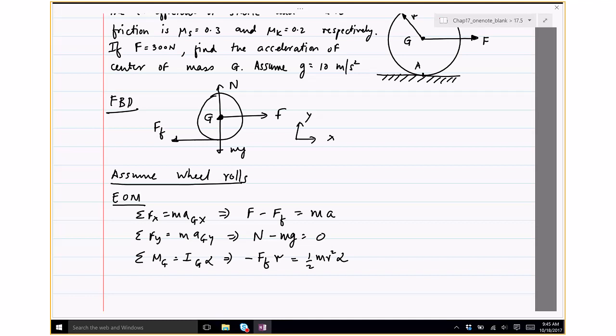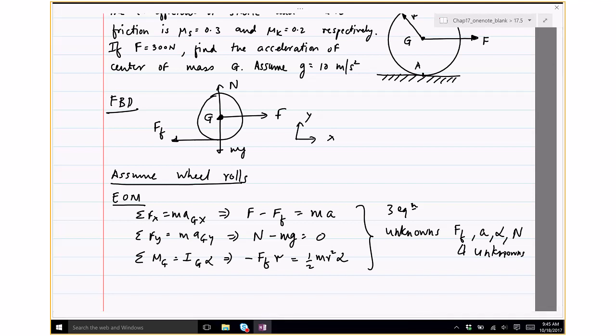Okay, so let's count the equations. So 3 equations, and the unknowns are Ff, a, alpha, and N. So you cannot solve for 4 unknowns with 3 equations. So you need a 4th equation.